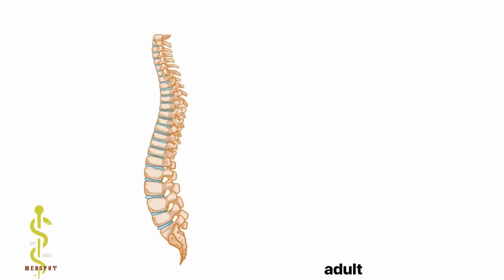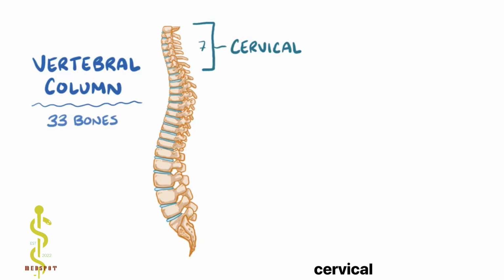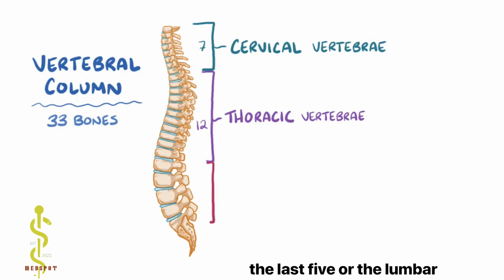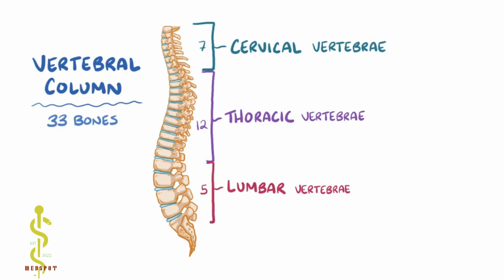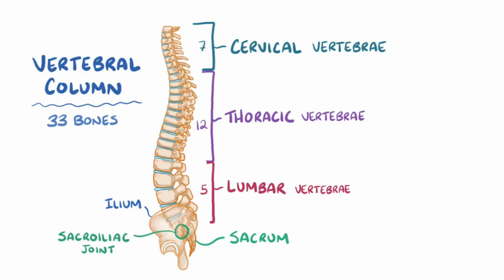Alright, so in the healthy adult, the vertebral column is made up of 33 bones. From top to bottom, the first 7 bones are the cervical vertebrae. The next 12 are the thoracic vertebrae, and the last 5 are the lumbar vertebrae. Below that is a bone called the sacrum, which is attached to the pelvic bone on either side, called the ilium, and where they meet is the sacroiliac joint. Below the sacrum is a tiny bone called the coccyx, or tailbone.